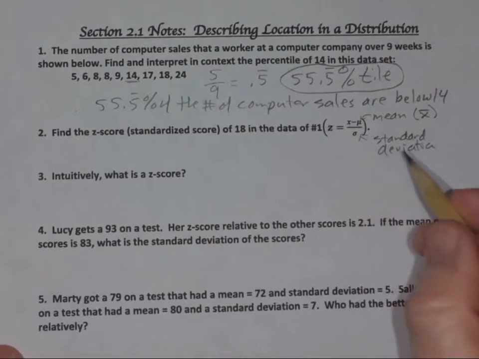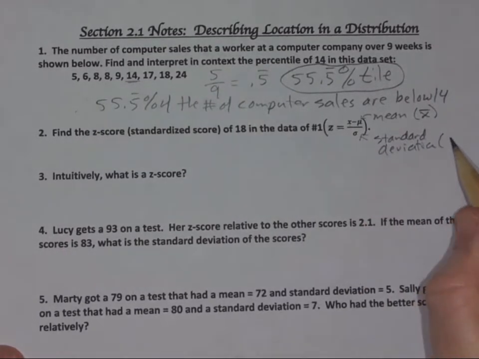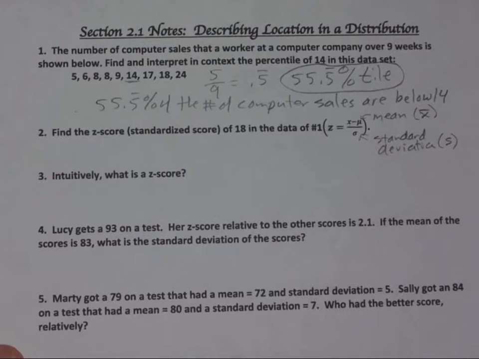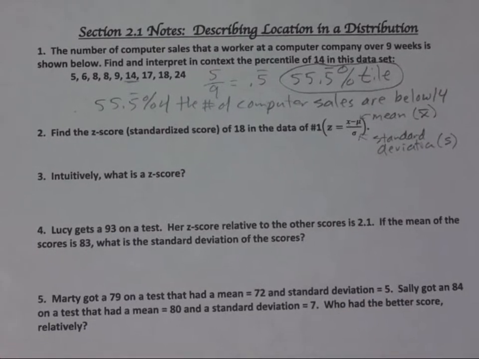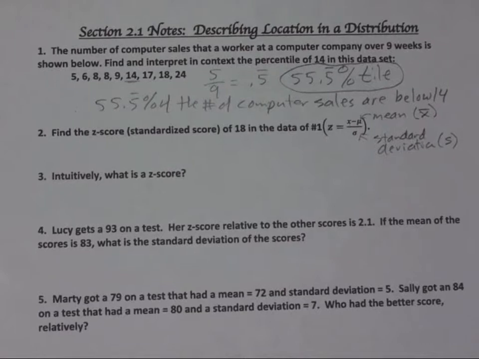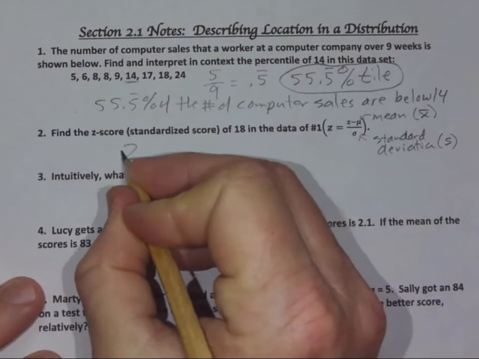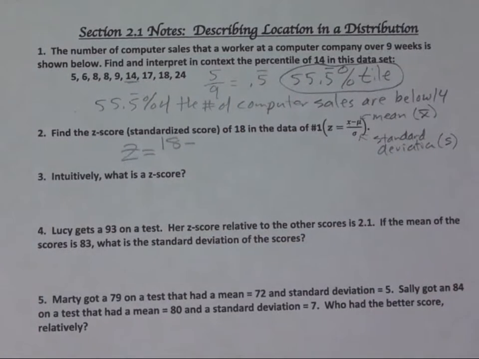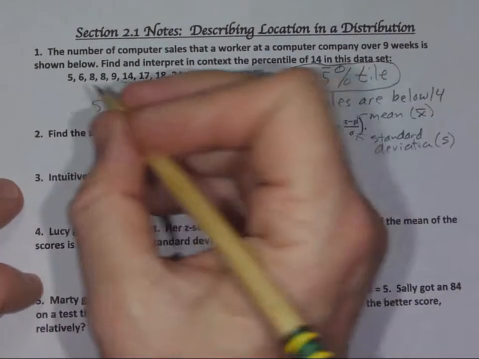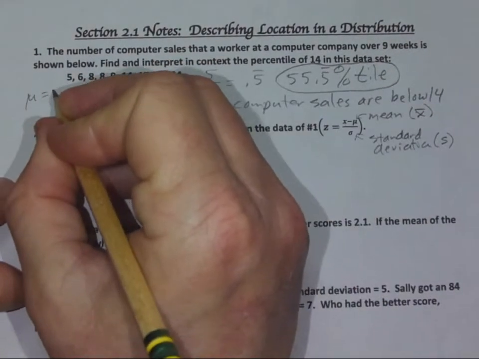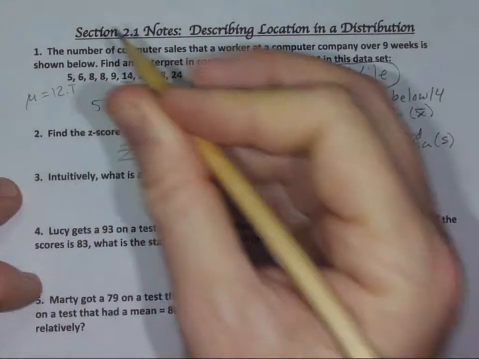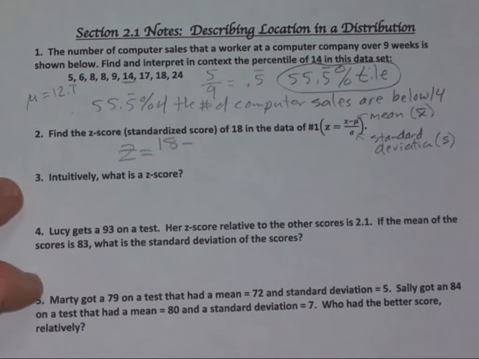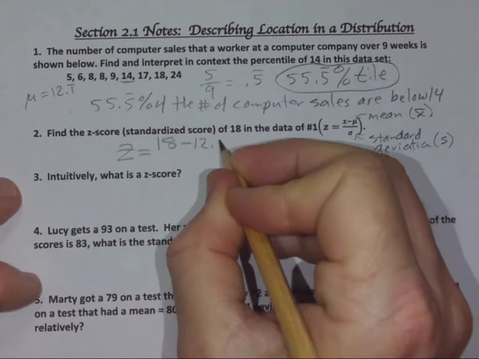And standard deviation, sigma, sometimes you'll see listed as s. s is a sample standard deviation, sigma is a population standard deviation. But they're the same concept for what we need to know right now. So the z-score for 18 would be 18 minus our mean. When you find the mean, the mu, the average of these numbers, it turns out to be 12.1 repeating. You just add those up and divide by 9, the number of numbers. So that would be 12.1 repeating.